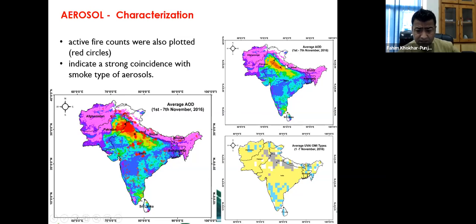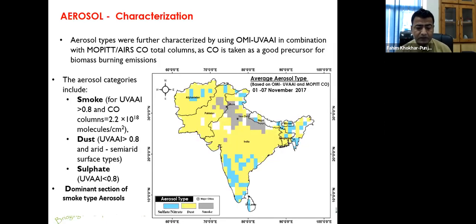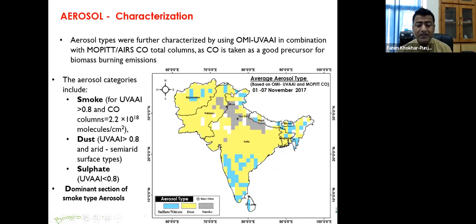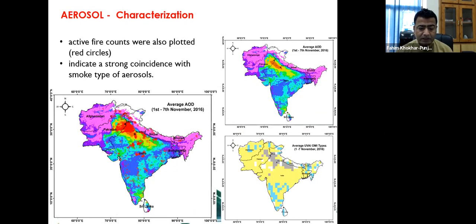And you see all these aerosol loads and the smoke particle types were really well co-located with the fire incidences. So that gave us a confidence level, because it wasn't fog conditions; rather it was smoke that had actually loaded the high aerosol load and also reduced the visibility.